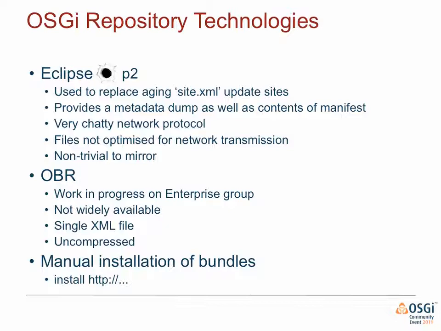OBR, originally the OSGi bundle repository, is still a work in progress on the enterprise group, and hopefully there will be some specifications within the OSGi 4.3 release that actually finally standardizes OBR that people can agree on. At the moment, therefore, it's not widely available, and like P2, it's by and large represented by a single file, which is the data of all things. Current implementations of OBR have that as being uncompressed. The hope is that the enterprise group, when it comes out, will mandate compression of this file.